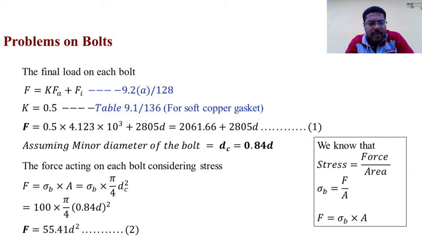So dc square is found here. dc is equal to 0.84 times D. Wherever dc is there, we can substitute 0.84 into D. So 100 sigma B is equal to 100 into pi by 4 into dc, which is 0.84 into D square. Therefore F = 55.41 D square. We only need to find the value of D. This is equation number 2.